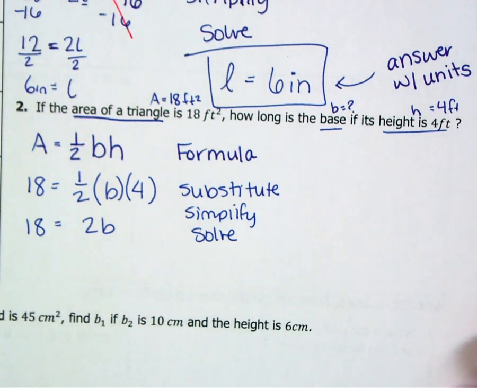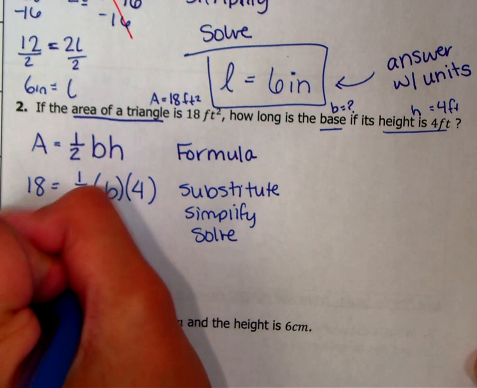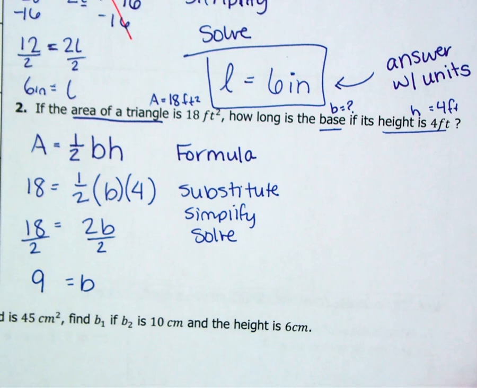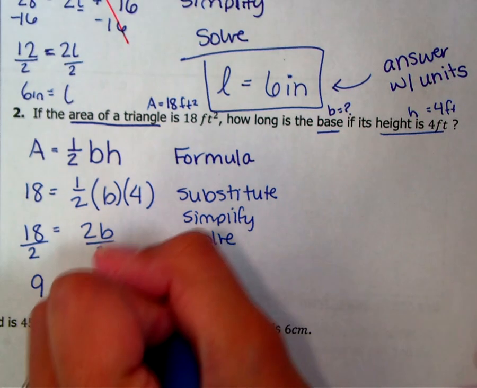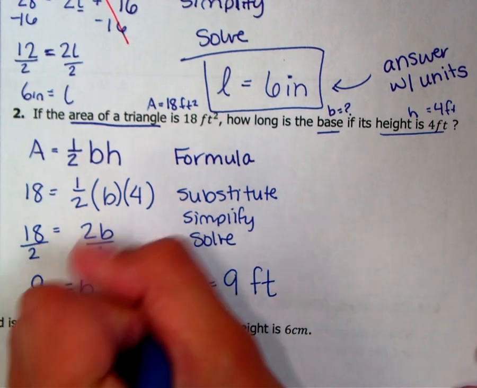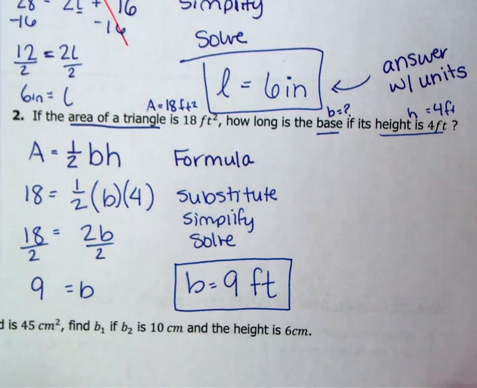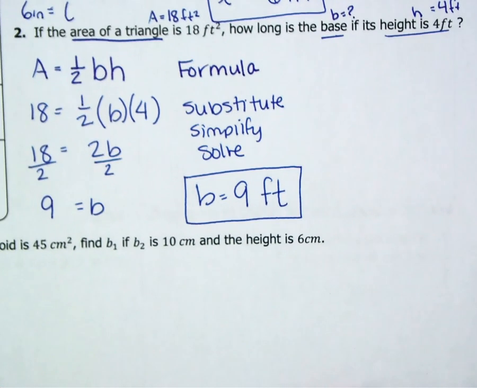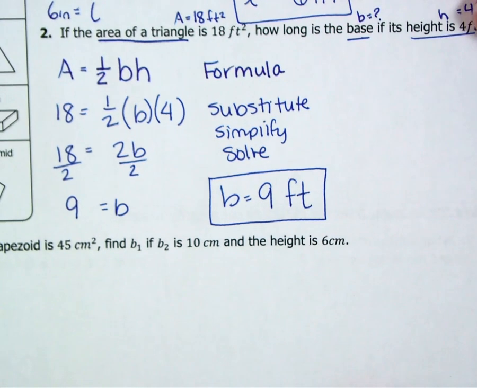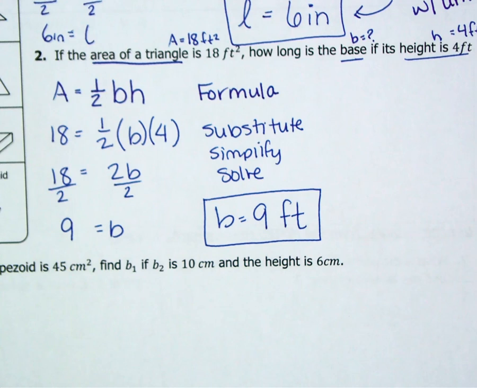18 equals 2B. What's my last step to solve? Divide both sides by 2. So B is 9. Is that my final answer? No. What's my final answer? How about 9 feet? Questions, comments, concerns about that?